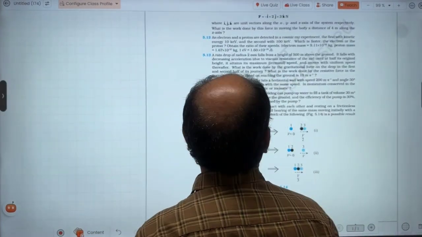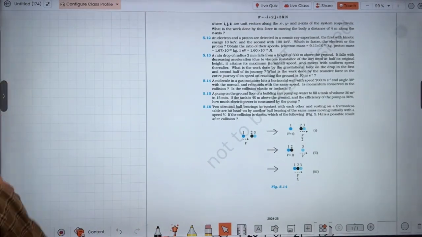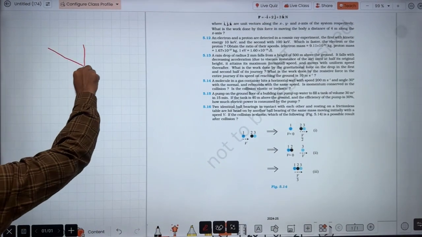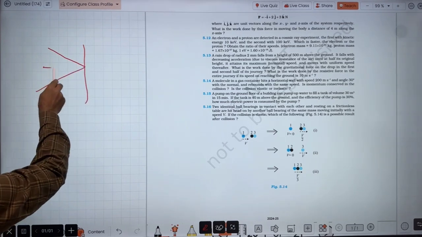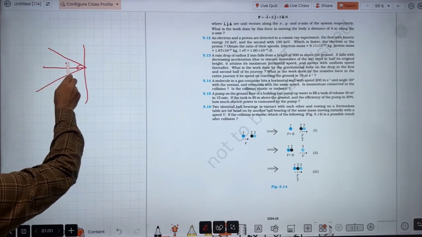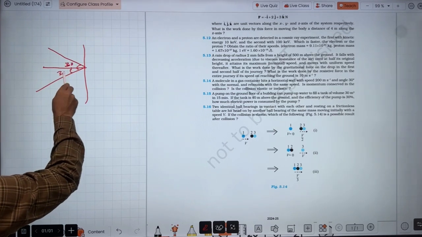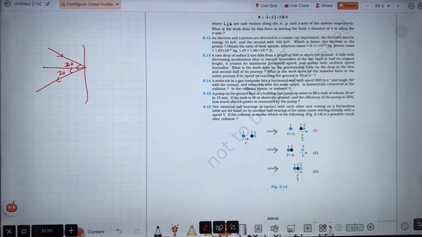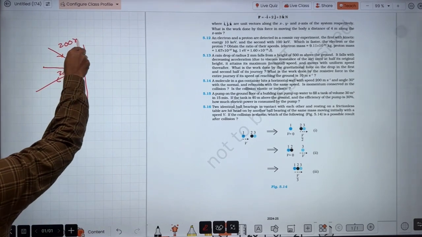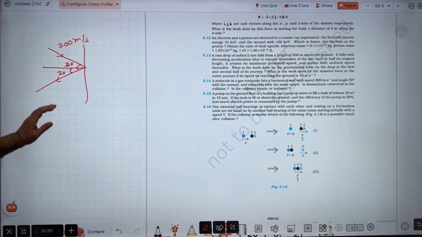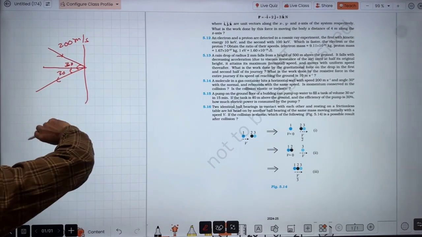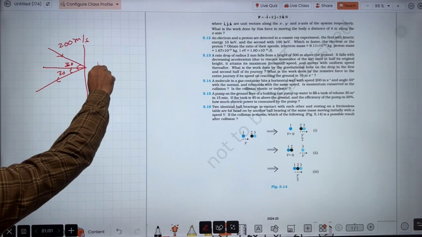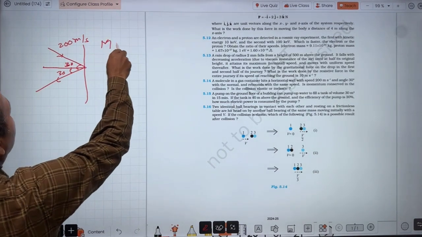So here, since speed is the same after collision, it is obvious that momentum is conserved. Here this angle is theta, 30 degree. This angle is also 30 degree. Speed is the same. It remains 200 meter per second. So if you calculate initial kinetic energy and final kinetic energy, that will also remain the same. So you can say momentum is conserved.